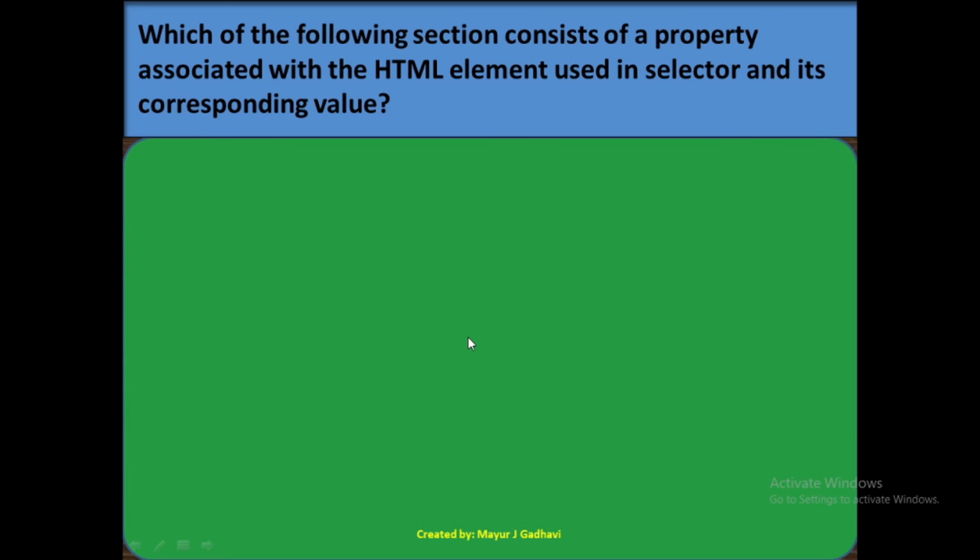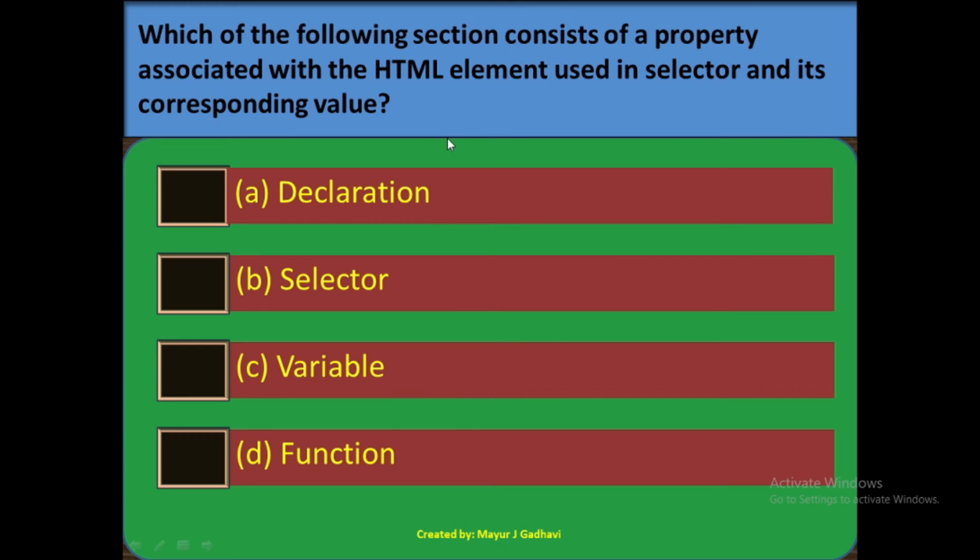Which of the following section consists of a property associated with the HTML element used in selector and its corresponding value? Well, this is about property and its value. The options are declaration, selector, variable, and function. Well, property and value, it means declaration portion. So answer is A, declaration.